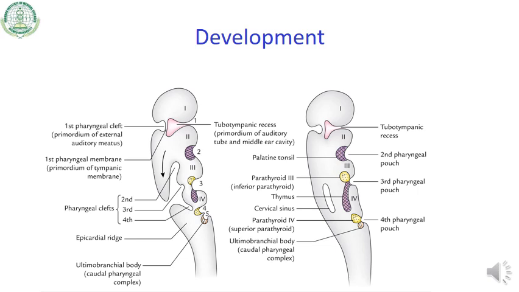And this tubotympanic recess gives rise to the primordium of the middle ear cavity. So the medial part of the tubotympanic recess gives rise to the pharyngotympanic tube or the auditory tube. So the medial part of the tubotympanic recess. The lateral part gives rise to the cavity of the middle ear and mastoid air cells.